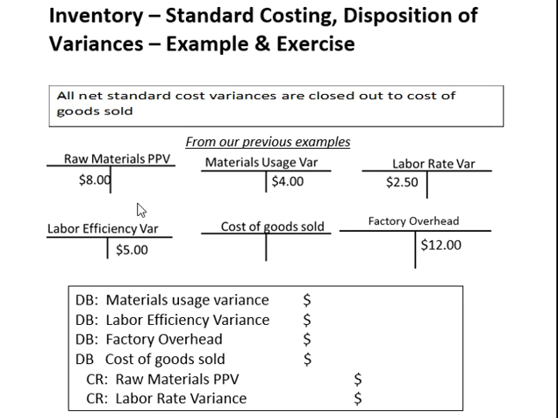So the first thing we look at is the raw material purchase price variance account. It has an $8 debit balance. In order to zero that account out, I've got to make a credit to that particular purchase price variance. And there it is, my $8 credit to my raw material purchase price variance. That then results in total debits equaling total credits, so the account now has a zero balance. And you can see the journal entry there for the $8 credit.